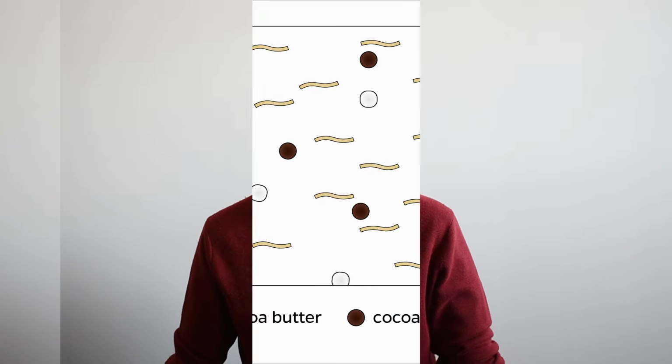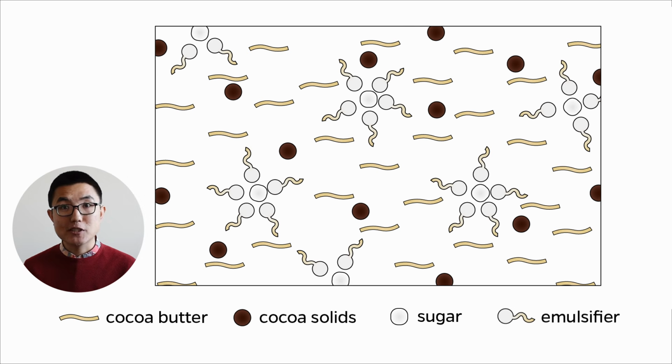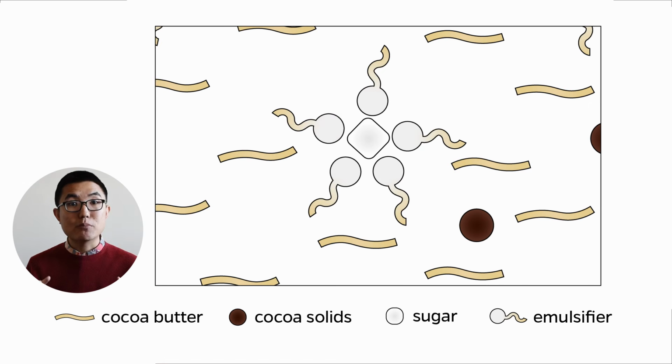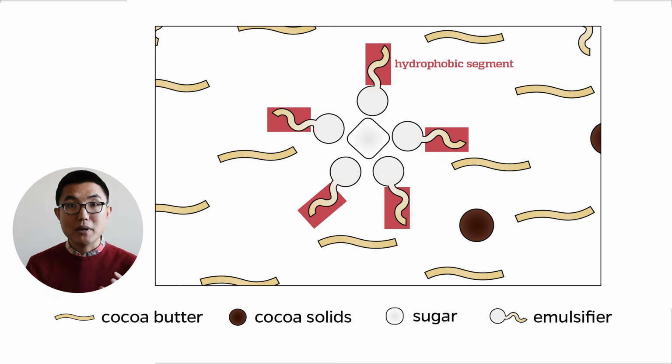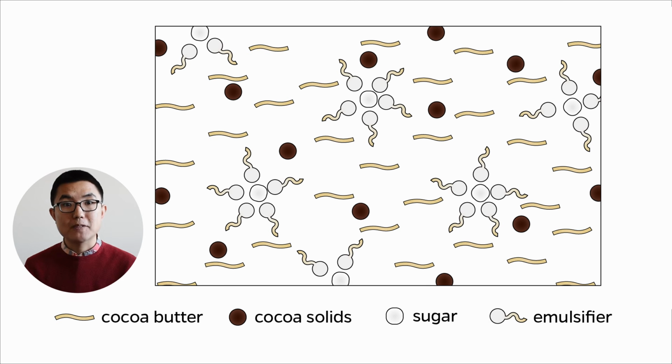So, if cocoa butter is hydrophobic and sugar is hydrophilic, what holds them together in chocolate? Well, there's actually a fourth key ingredient I haven't mentioned yet called an emulsifier. An emulsifier is a molecule that contains both hydrophilic and hydrophobic parts. The hydrophilic parts of the emulsifier point towards the sugar molecules, and the hydrophobic parts point towards the cocoa butter. This keeps the entire chocolate structure stable and allows the sugar to stay mixed in among the cocoa butter.